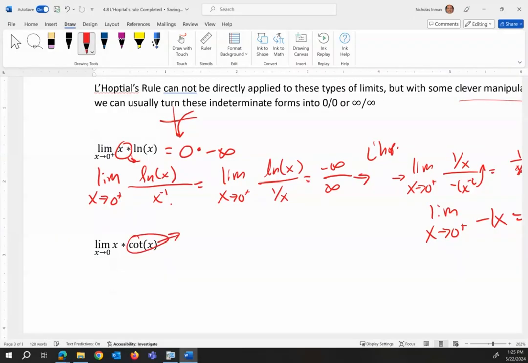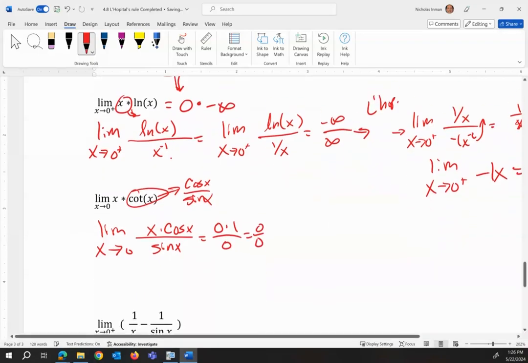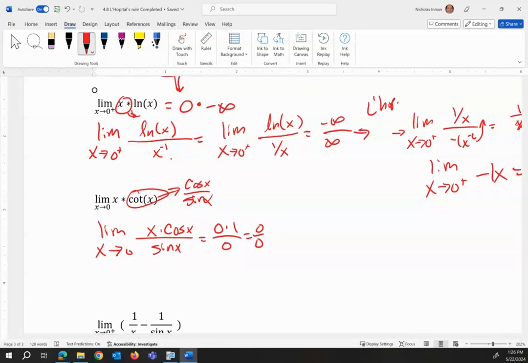Well, cotangent is cosine over sine. Now if you plug in 0, 0 times cosine of 0, 0 times 1 over 0. Well, now I have 0 over 0. So by calling cotangent what it is, I've manipulated it to produce a 0 over 0. Now I can apply L'Hopital's rule.